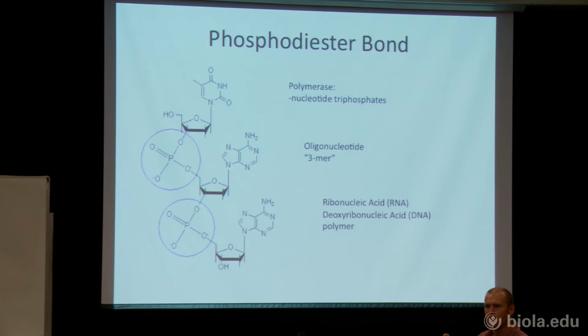It's linking the two nucleotides by, this is the 1, 2, 3 carbon, and it's linking the next one to its fifth carbon. And it's a diester bond because there's two ester linkages holding them together through a phosphate intermediate, okay? So it's a phosphodiester bond holding the two sugars together, third carbon to fifth carbon.